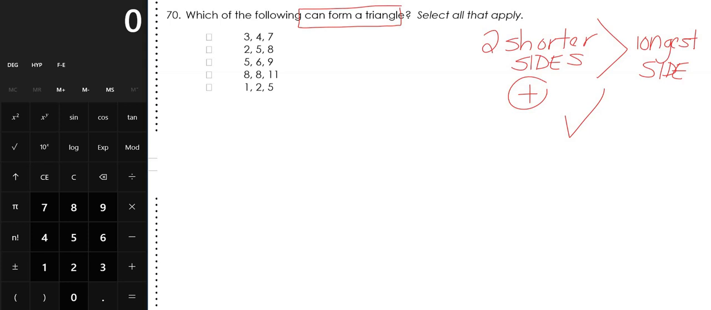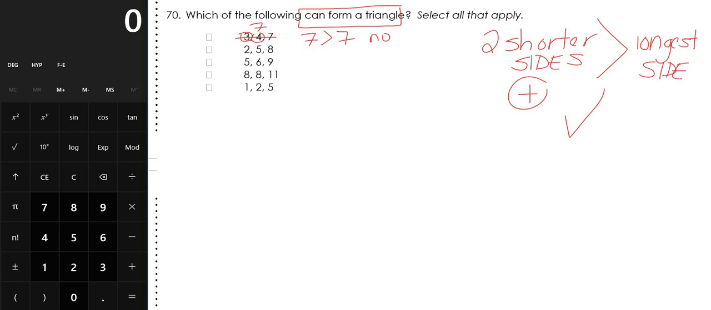But if they're equal, then no, it won't form a triangle. And if the two shorter sides are smaller than the longer side, then no, also, it won't form a triangle. So it has to follow this rule. Let's take a look at the first one. The two shorter sides are 3 and 4. Add those together and you get 7. So is 7 larger than the longest side of 7? No, it's not. So it will not form a triangle.